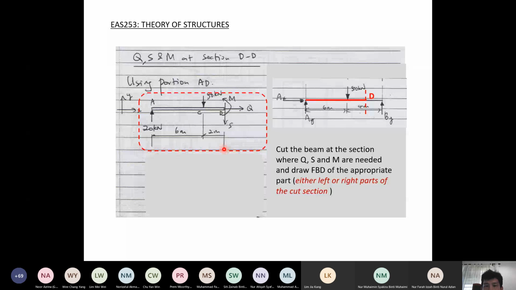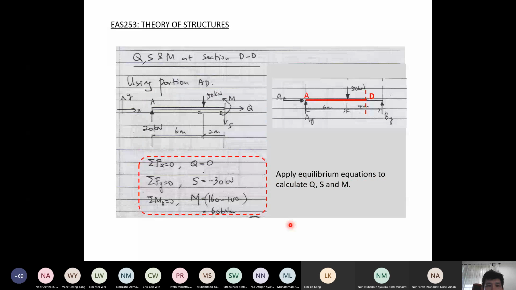So the next step: after you cut here, you use a free body diagram on this part here. So this is what you get. X is this direction, Y is this direction, so indicate the internal forces. Then the next part is to apply equilibrium equations. Q is in the X direction, so from this you get Q. S is in the Y direction, so from this you get S. And M, to take moment.